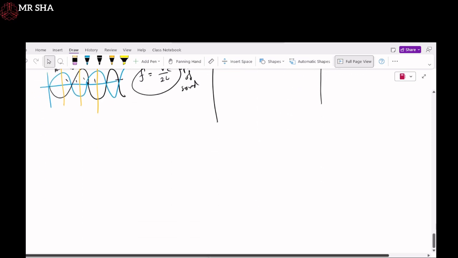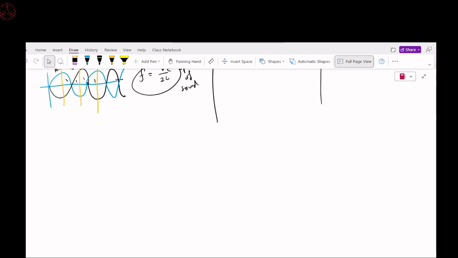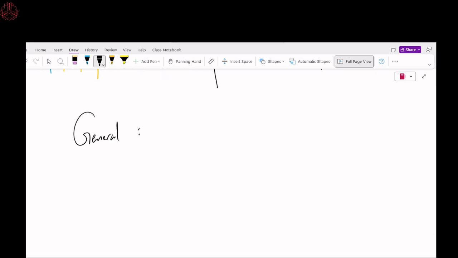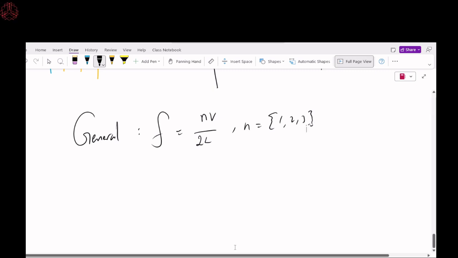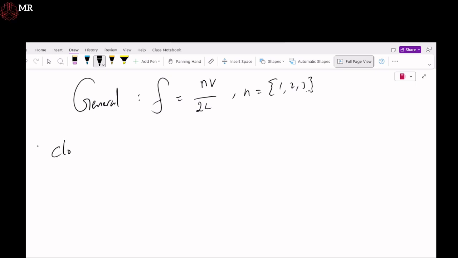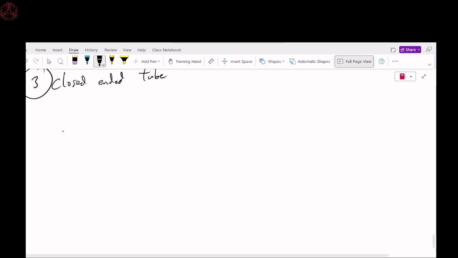So what that means is that for an open tube, I have similar equations to the stretched string case, which means generally my frequencies will be f equals nv over 2L, where n is equal to 1, 2, 3, and so on and so forth. Now the last part would be a closed-ended tube. Okay, now for a closed-ended tube, it should look something like this.